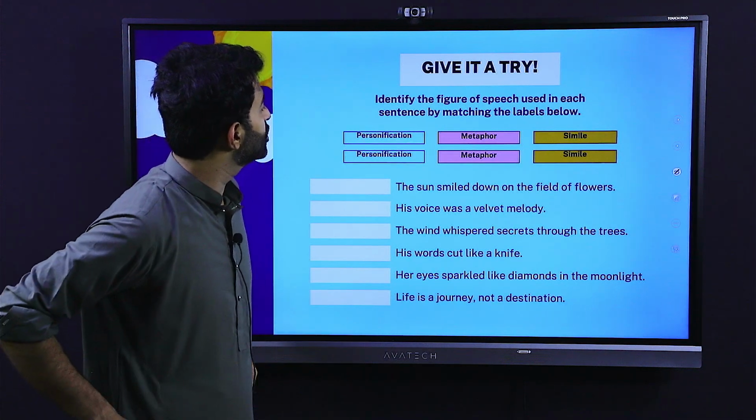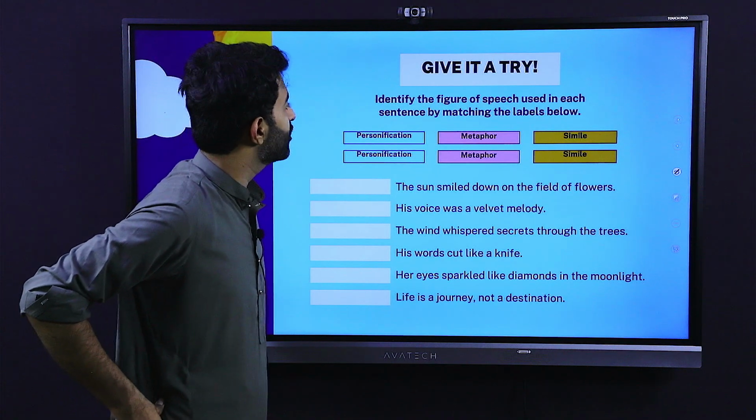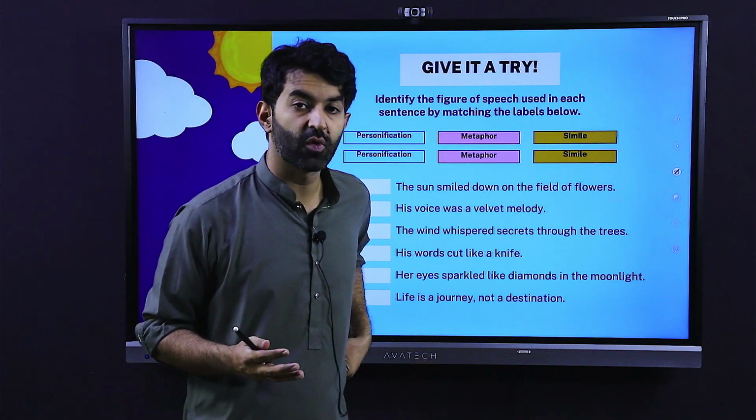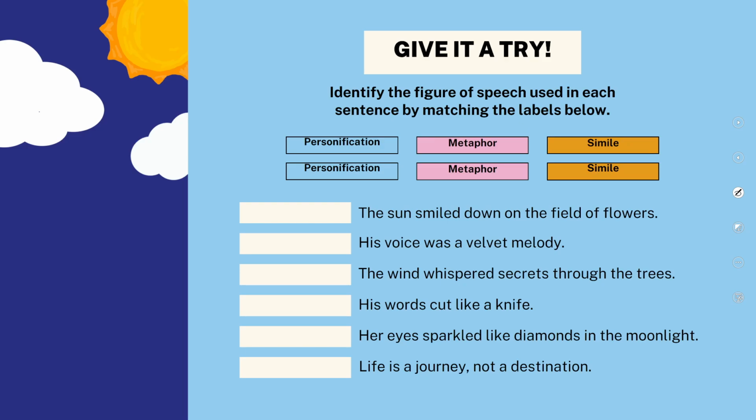Yes. Now students, we have some examples over here. I need your attention in this one. Let's read it and put the right answer in the right place. The sun smiled down on the field of flowers. The sun smiled. No, human beings smile. The sun does not smile physically. So this is an example of metaphor.